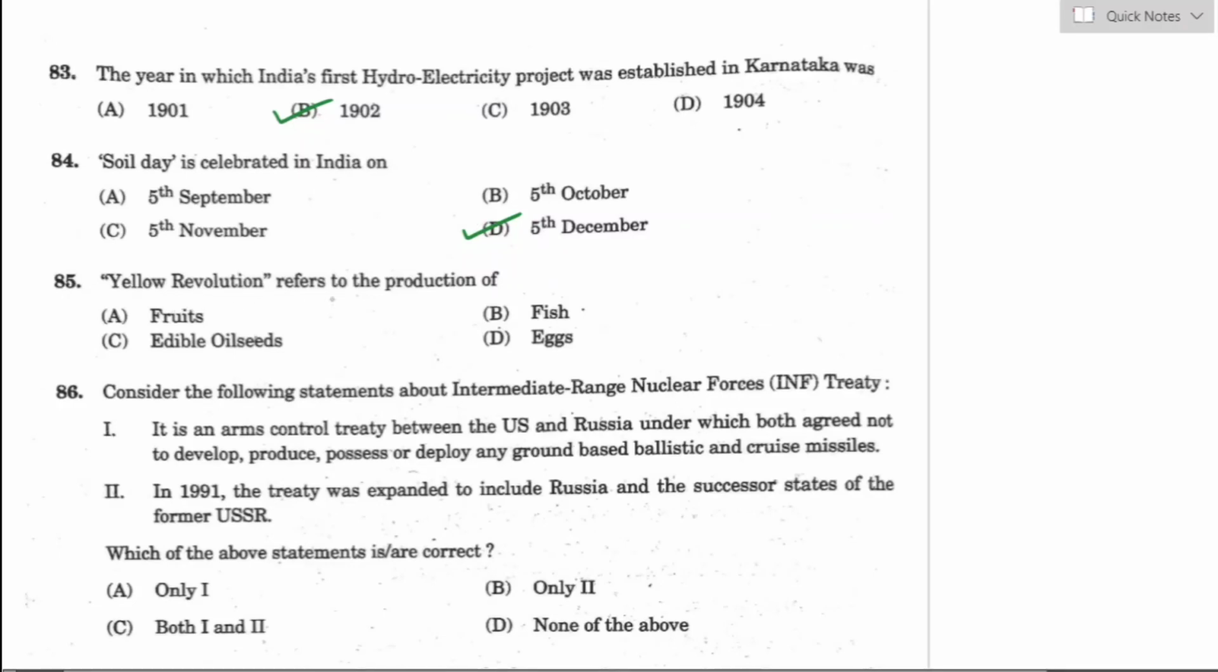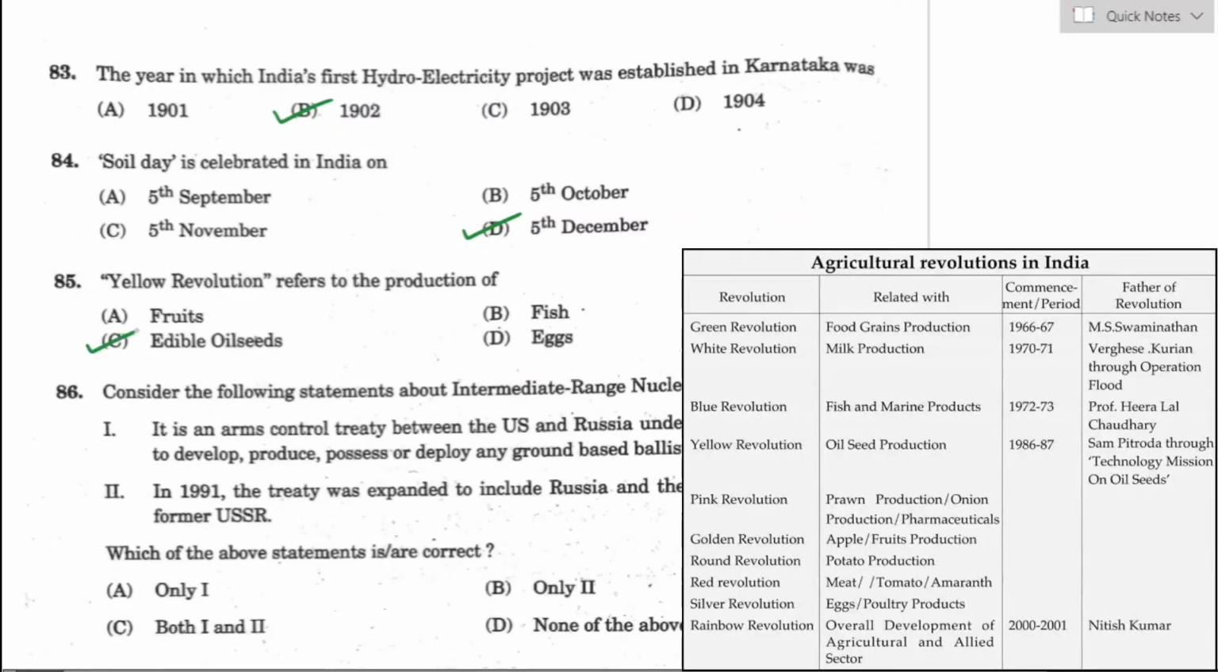Question number 85. Yellow revolution refers to the production of edible oilseed. Option C is the right answer. Fruits is the golden revolution. Fish is the blue revolution. Egg is the silver revolution.